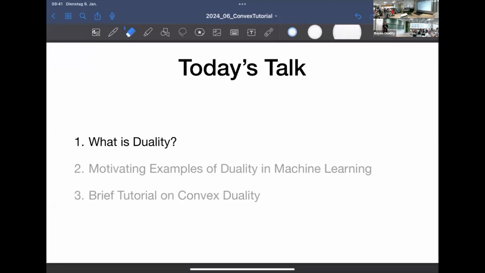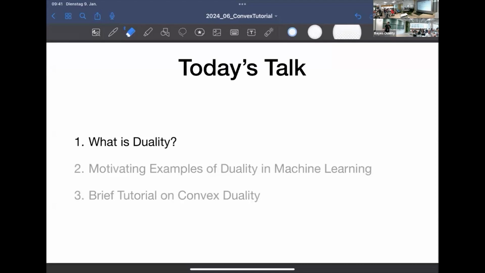Conjugation, yeah. I see. Yeah, one more comment here. Okay, that's all very good.